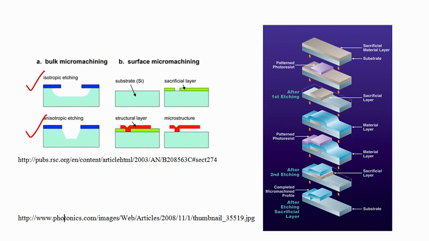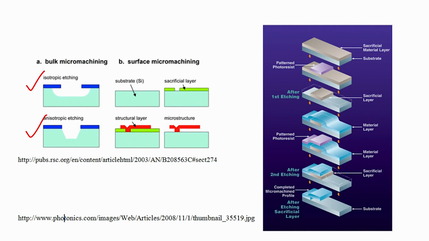Then we have surface micromachining. In surface micromachining, the first step is that you have a substrate, then you have a sacrificial layer that you pattern, then you deposit a structural layer, and finally you sacrifice the sacrificial layer in this particular form. So, you have the cantilever.